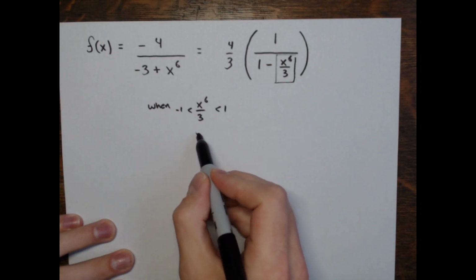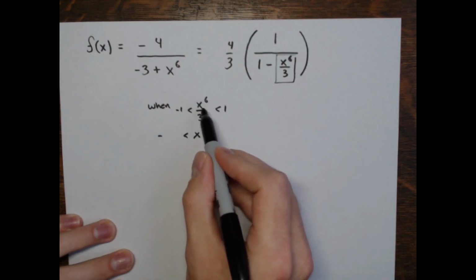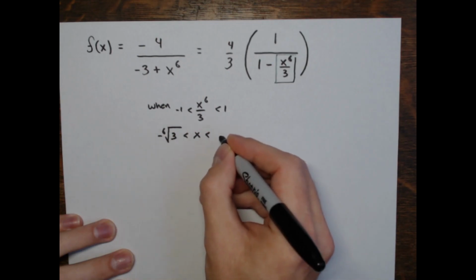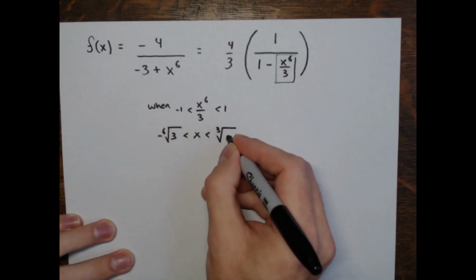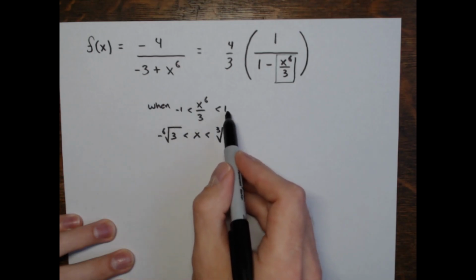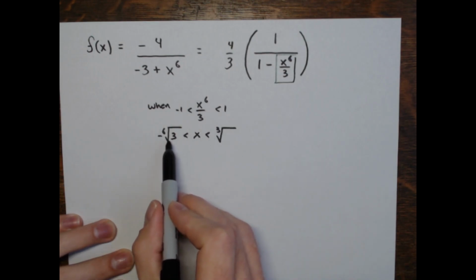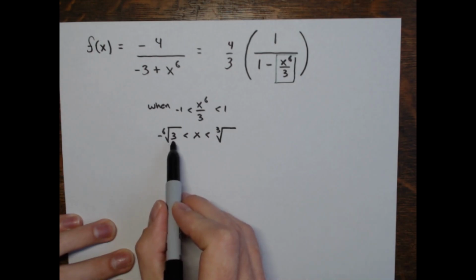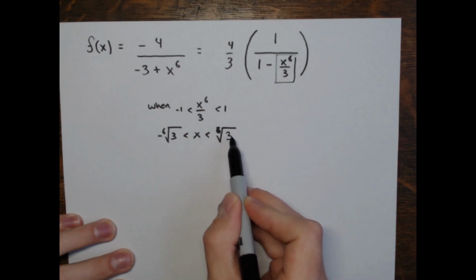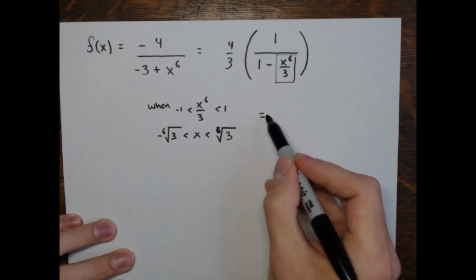If you solve, x must be between the negative 6th root of 3 and the positive 6th root of 3, because the even power is always positive. So x to the 6th would be from 0 to 3, and then taking the 6th root, the absolute value of x must be less than the 6th root of 3. So x must be between negative 6th root of 3 and positive 6th root of 3. There's the interval of convergence for this series I'm about to write.